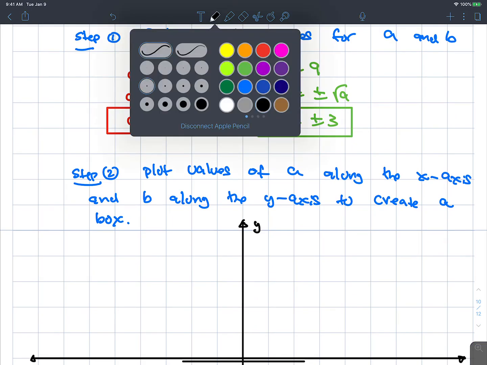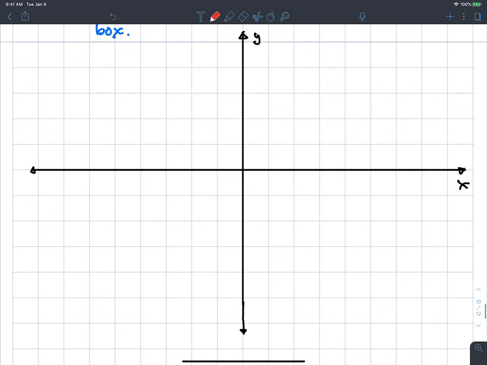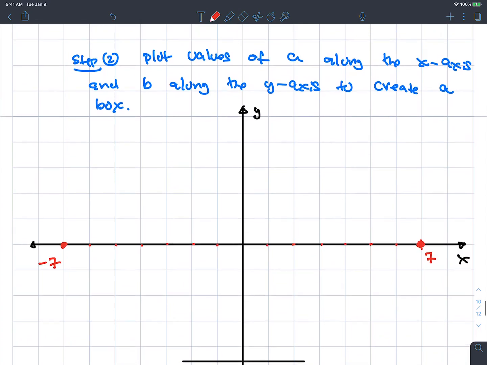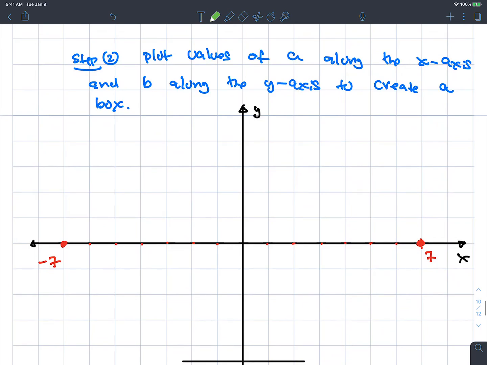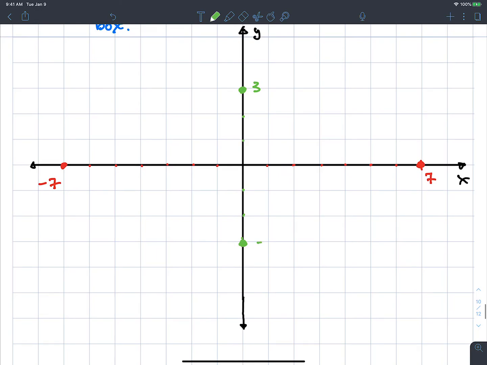So I'm going to plot the A values here, plus or minus 7. Let's see if we can draw it to scale. 1, 2, 3, 4, 5, 6, 7 here. Here's where 7 would be. Go in the other direction, 1, 2, 3, 4, 5, 6, and 7 again over here. It's minus 7. Those are the A values on the x-axis. The B values, plus or minus 3, are going to be up 3, down 3. 1, 2, 3, and then 1, 2, and 3. So this is where positive 3 would be, and this would be negative 3.